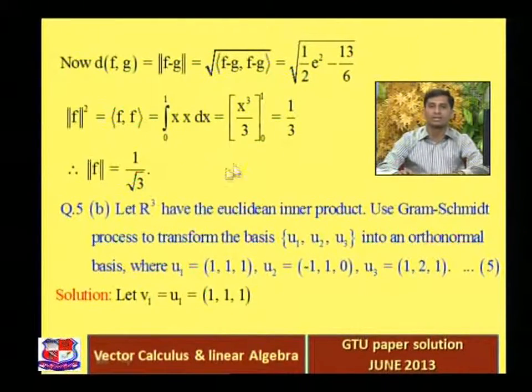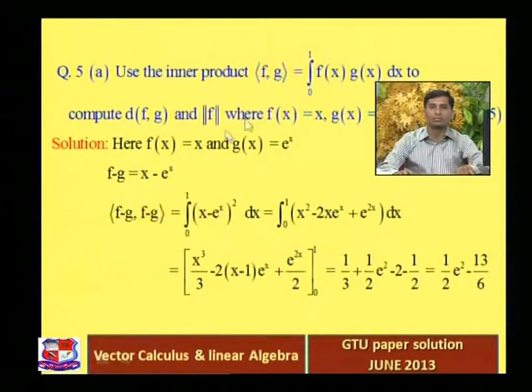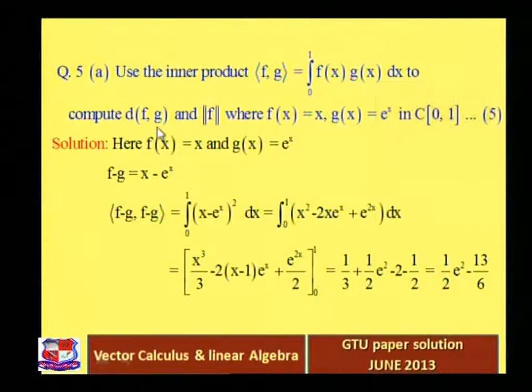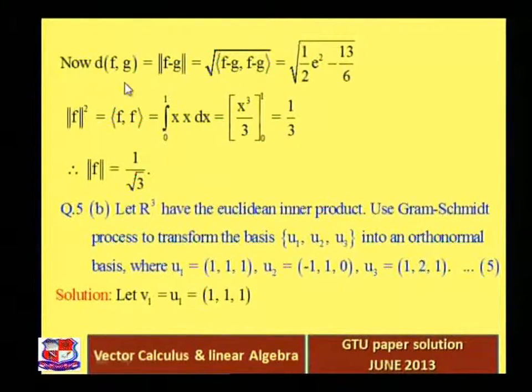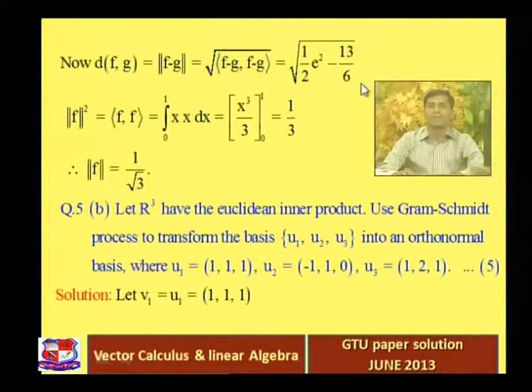Okay, so here is the answer, because we only need to find the distance of f, g and norm f. We already found that the distance of f, g is equal to the square root of e square by 2 minus 13 by 6, and norm f is equal to 1 by root 3. So here is the complete solution of question 5a. Next is question 5b.